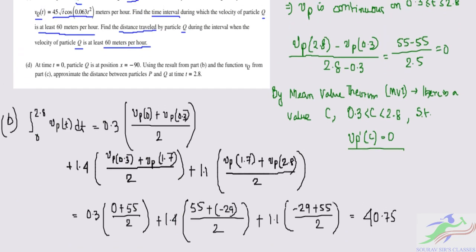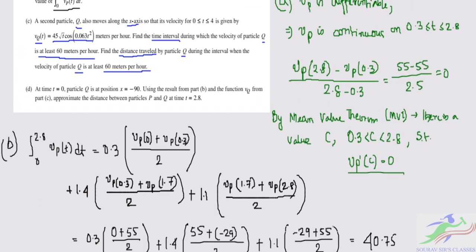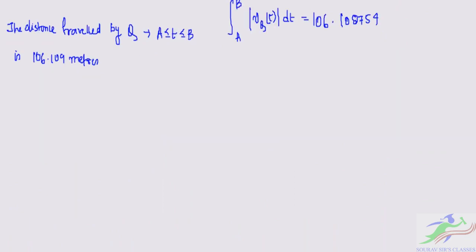Now the last part, part D. It says that at time t equal to 0, particle Q is at position x equal to minus 90. Using the result from part B and the function vQ from part C, we have to approximate the distance between the particle P and Q at time t equal to 2.8. So we have to take the answers of part B and C and approximately find the distance between particle P and Q at t = 2.8. Okay, so that is D.